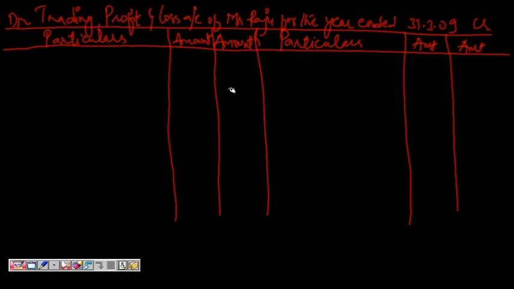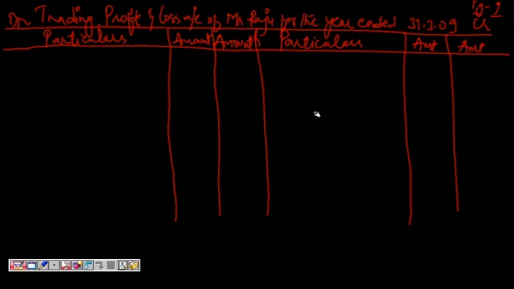Then yeah, see the first one, cash. So then we'll simultaneously draw the P&L and balance sheet. So here page 1 indicates your trading account, because I don't have a lot of space. Page 2 indicates your P&L account, then page 3 indicates balance sheet. Okay, so we'll prepare simultaneously trading, P&L and balance sheet.